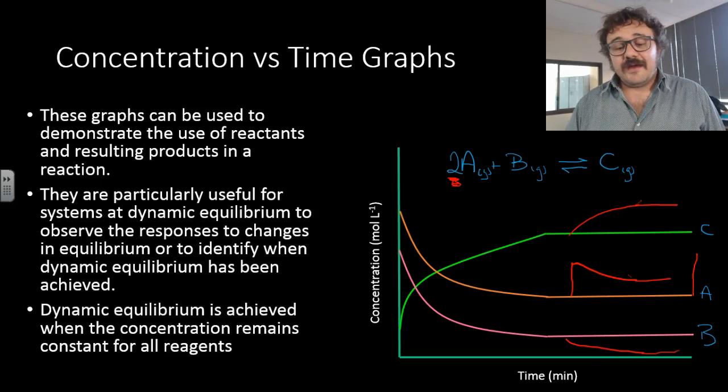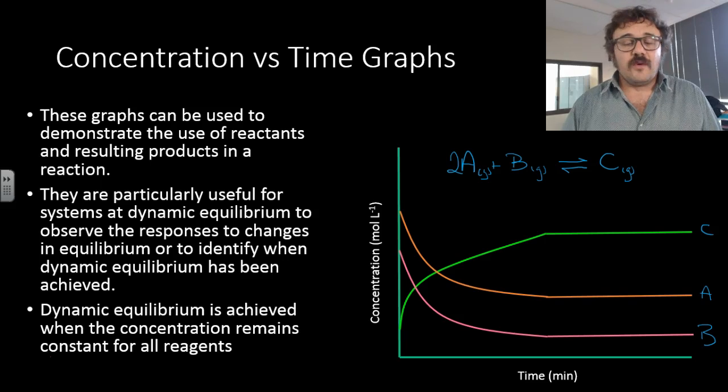Now, as we said, dynamic equilibrium is achieved when all the lines are straight. So all the lines are parallel. And what this means is the concentration for all of the reagents, all of the products, are constant. That's how you know you found an equilibrium.